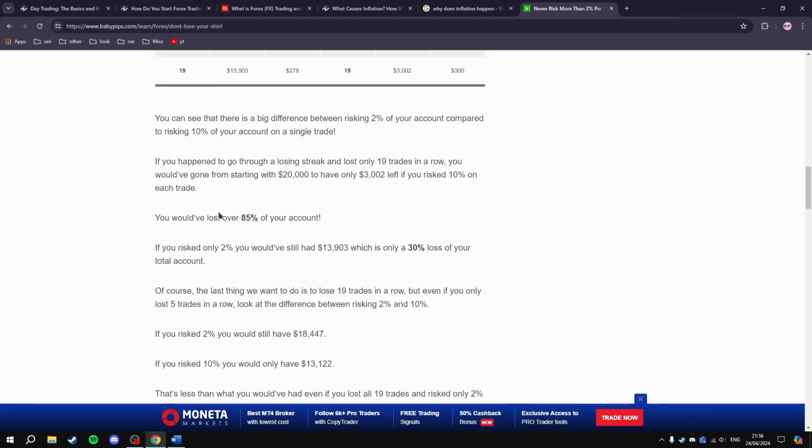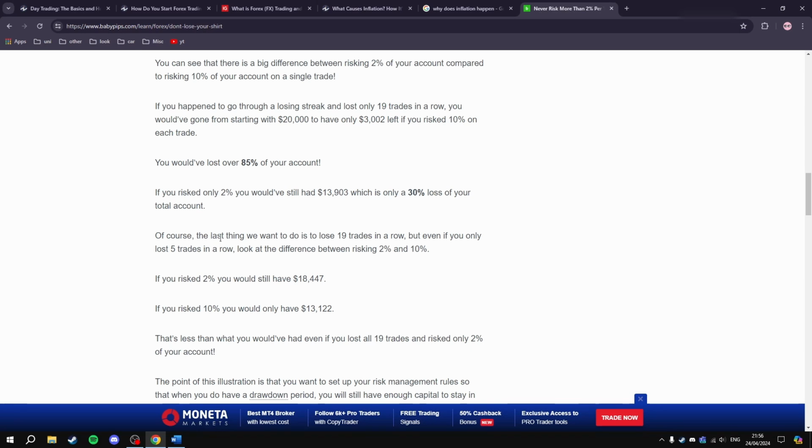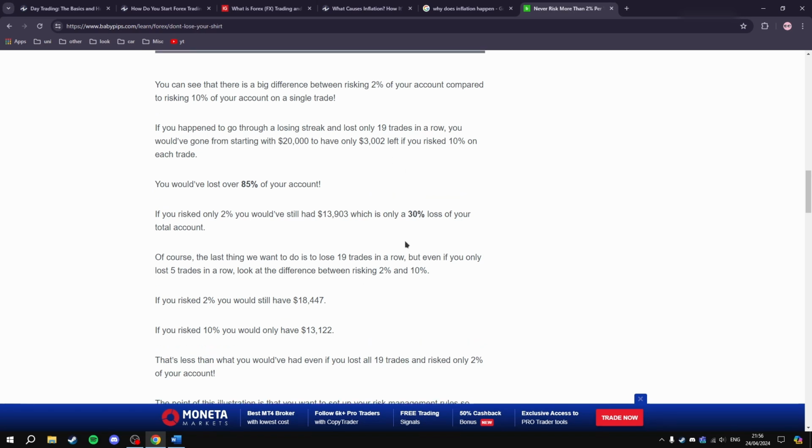You would have lost over 85% of your account. If you risked only 2%, you would still have had 13,903, which is only a 30% loss of your total account. Of course, the last thing we want to do is lose 19 trades in a row, but even if you only lose 5 trades in a row, look at the difference between risking 2% and 10%.